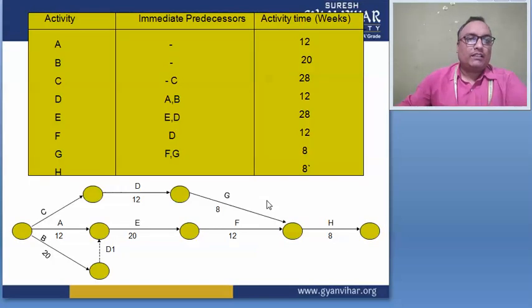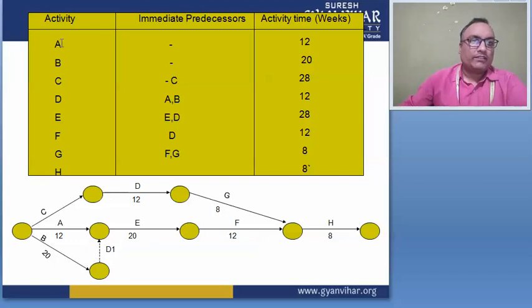And then move to the next slide. Here are the activities, intermediate predecessors, and activity time in weeks also. So these are event 1. Suppose the events are 1, 2, 3, 4, 5, 6, 7, 8. So this is the dummy activity. D1 is the dummy activity here, right?